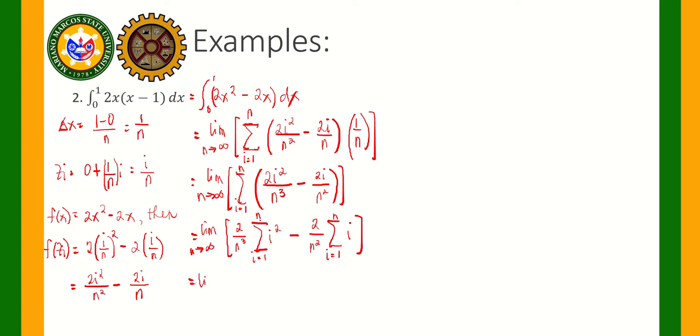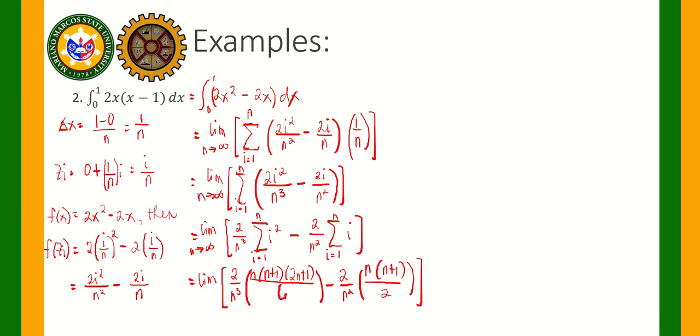So, this will be equal to 2 over n cubed times the summation of i squared, that will be equal to n times (n plus 1) times (2n plus 1). Nasa formula to. All over 6, minus 2 over n squared, then the summation of i, that will be equal to n times (n plus 1) all over 2. So, mag-simplify tayo. Of course, limit of this function as n approaches infinity.